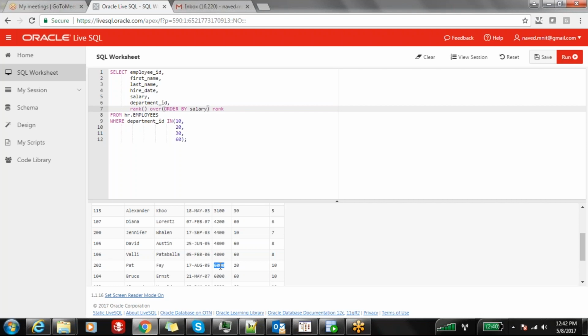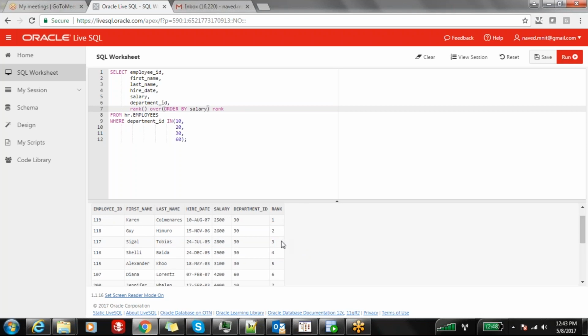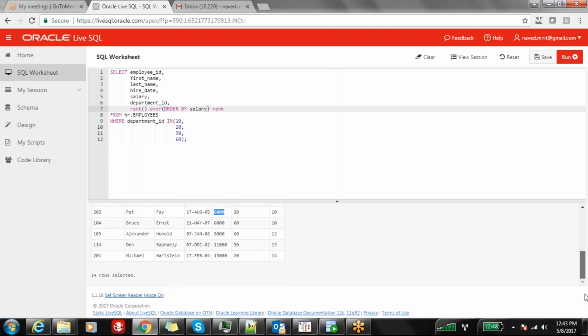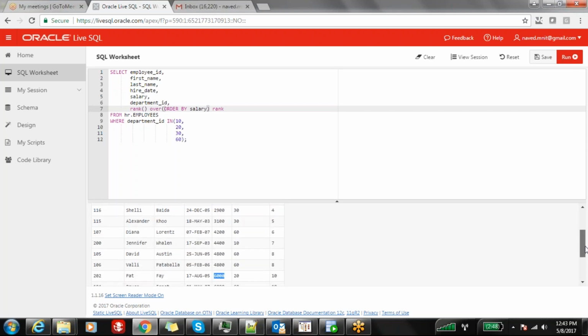But as soon as it gets a different salary, it is going to check how many rows it has covered so far. So if you count these rows, 1, 2, 3, 4, 5, 6, 7, okay, and then 8, 9. So it has covered 9 rows so far. So it is going to add 1 to this count, and it is going to assign rank 10 to this particular row.